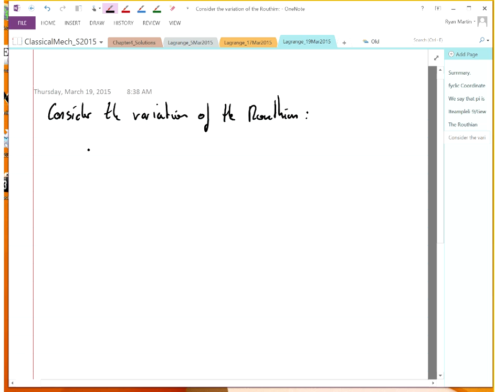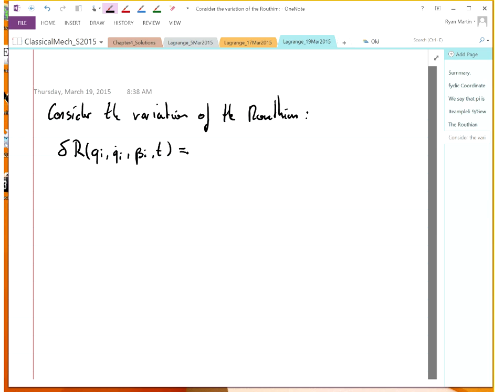So we want delta R, and I'll just write out explicitly that R depends on q_i, q_i dot, beta_i, and t. Okay? So if I do the variation of something with respect to the things, I want to know how delta R changes when I change delta q_i, delta q_i dot, delta beta_i, and delta t. Except delta t, t is the independent coordinate, right? So there's no delta t's in it.